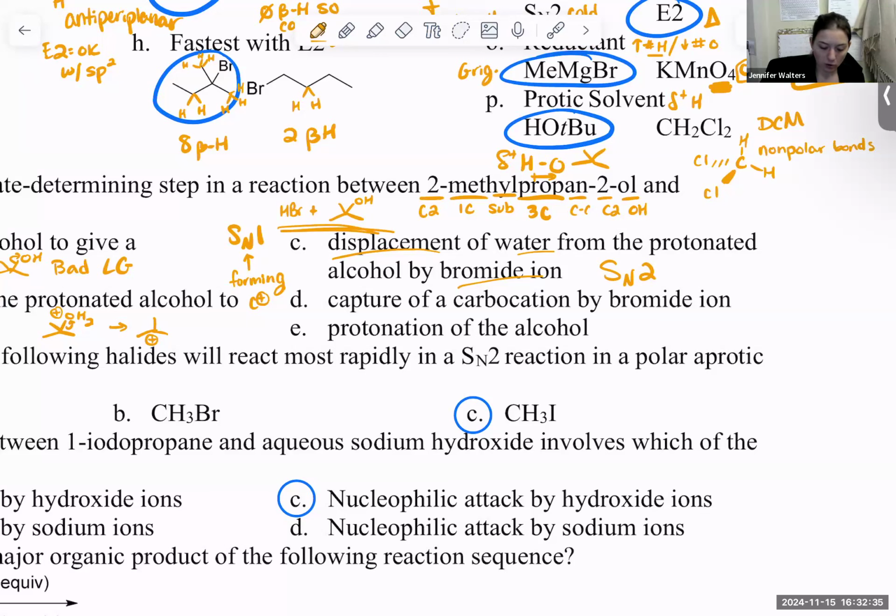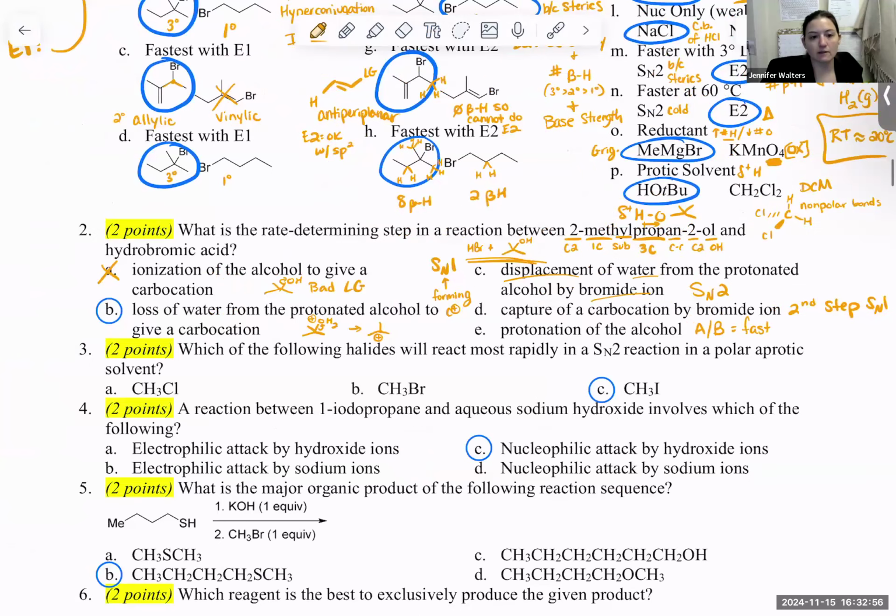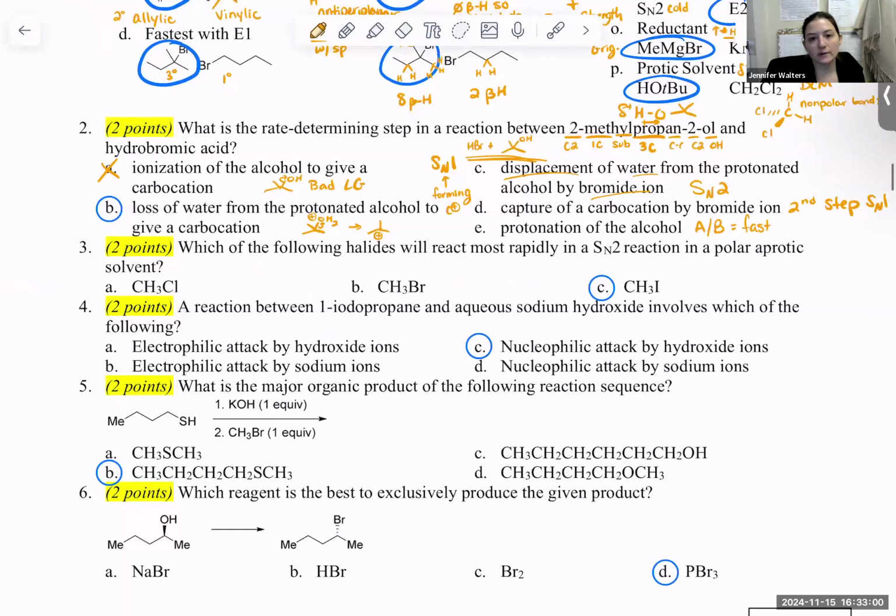Capture of the carbocation by the bromide. This is your second step of our SN1 reaction. That is going to be fast, so that is not the correct answer. And then protonation of the alcohol, this does happen, but again, acid base is always going to be very fast. So that will never be our slow step either. So the rate determining step is forming the carbocation. Any questions about 2?